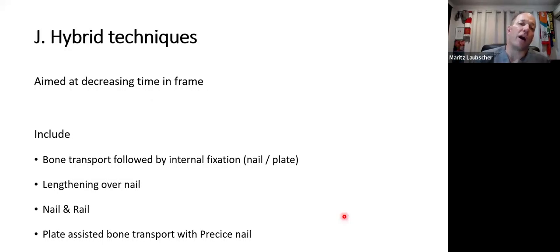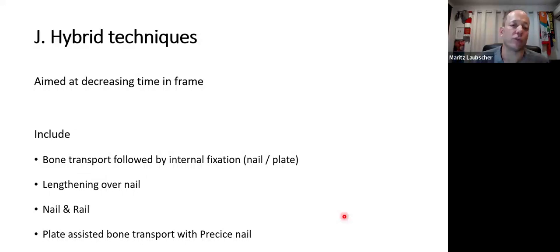Now, when we refer to hybrid techniques, these are usually techniques aimed at decreasing the time that the patients spend in the circular frame with bone transport. These include bone transport followed by internal fixation, either with a nail or a plate. And this is usually my preferred option. So either you transport and then you mostly nail. It can be lengthening over a nail. I'll show a case. Lengthening over a nail is always something that sounds quite attractive.